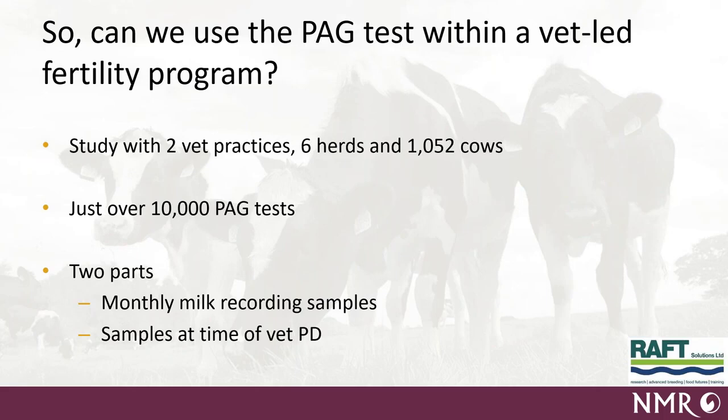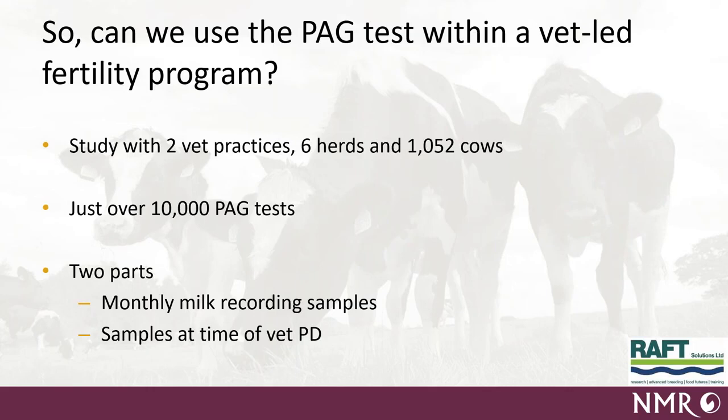And we wanted to find out what would be the best time to use the milk PAG test. When's the best window to detect pregnancy loss? We're just trying to identify those cows that have lost a pregnancy, and we wanted to do that in a timely way, such that these cows could then re-enter the breeding cycle. In total, we had just over 1,000 cows enrolled into the study, and across the study duration we did just over 10,000 milk PAG tests. So we had a large data set.